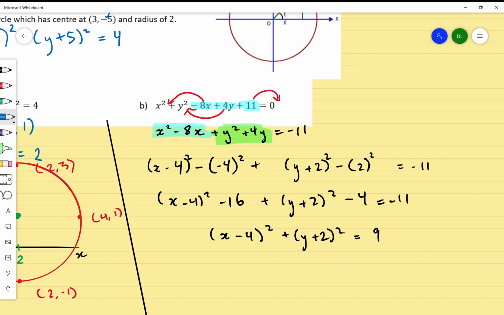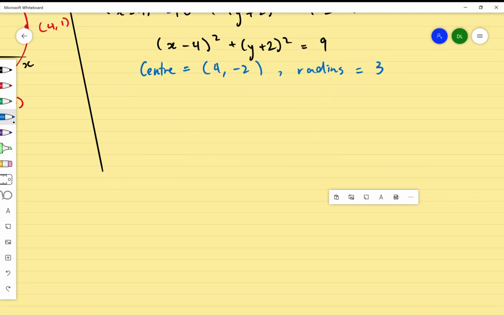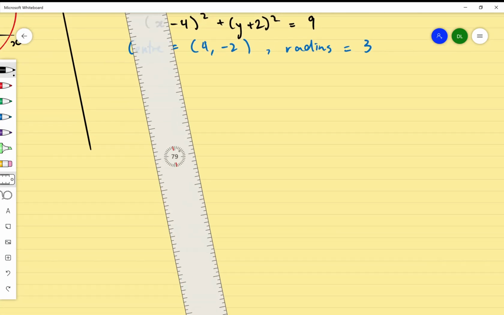I'm going to identify my center. My center is found the exact same way we've done the other values, which gives us a value of 4 and negative 2, because we take the negative of negative 4 and we take the negative of positive 2. And also know that my radius is going to be the square root of 9, or in other words, just 3.